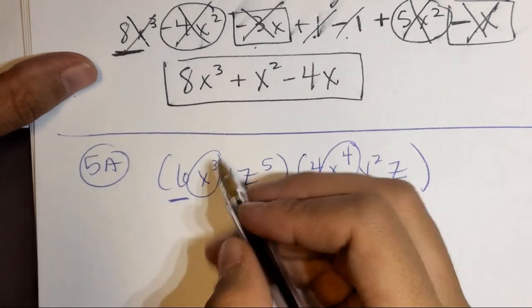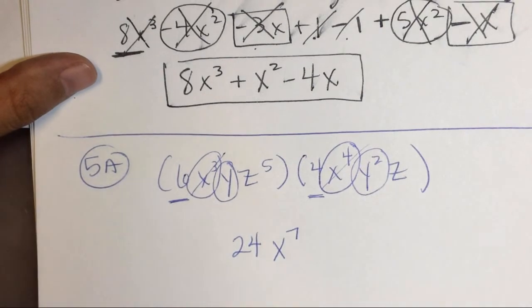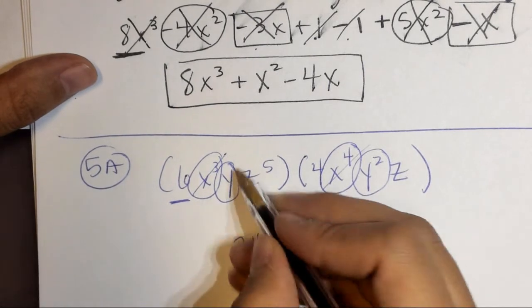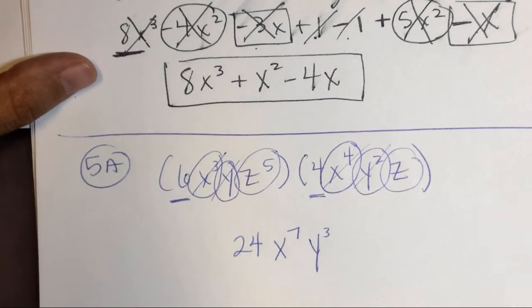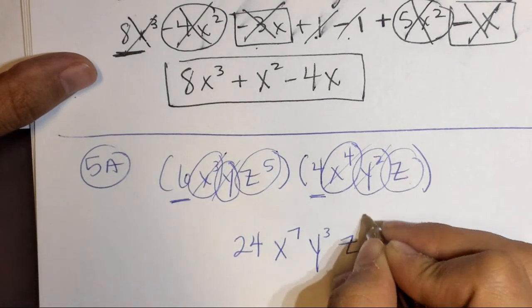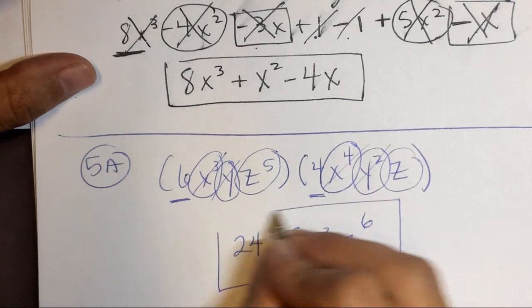Now I'm going to look at the y's. You have y to the 1st times y squared. I'm going to add the exponents, so you get y to the third power. Done with that guy. Now I'm looking at the z's. So this is z to the fifth times z to the 1. So this would be z to the sixth. And that is your final answer.